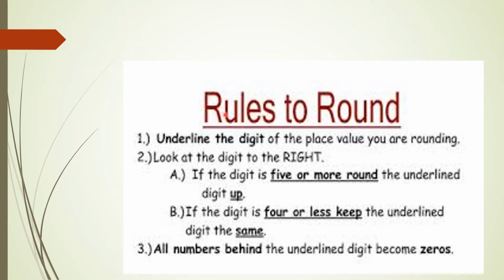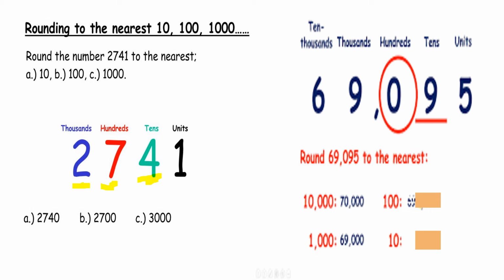We are underlining the digit which we are supposed to round, and then we are looking at the digit to the right. If the digit is 5 or more, that means if it's between 5 and 9, the underlined digit would go up. If the digit is 4 or less, that means it's between 0 and 4, the underlined digit would remain the same. All the numbers to the right of the underlined digit become 0. So I think these rules are clear to you now.